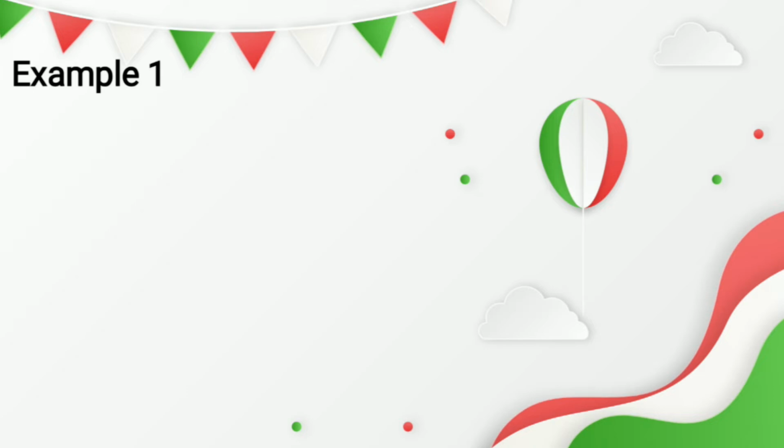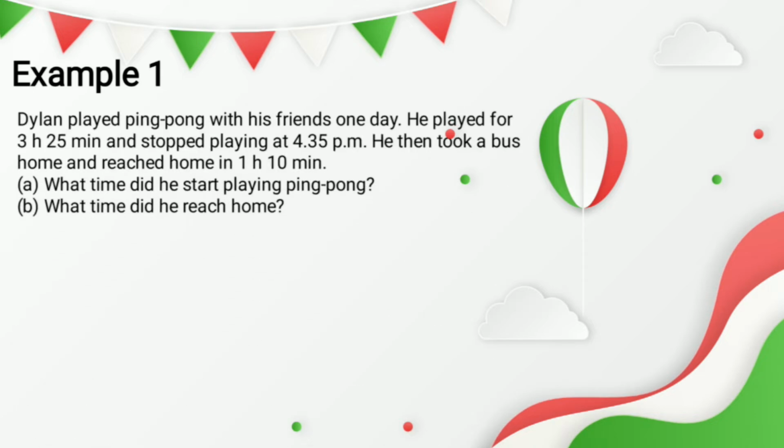Example 1. Dylan played ping pong with his friends one day. He played for 3 hours 25 minutes and stopped playing at 4:35 p.m. He then took a bus home and reached home in 1 hour 10 minutes. What time did he start playing ping pong? What time did he reach home? Answer.